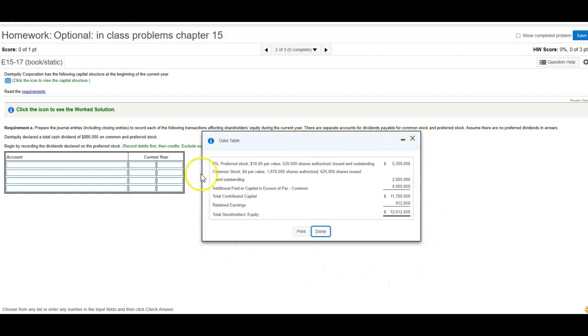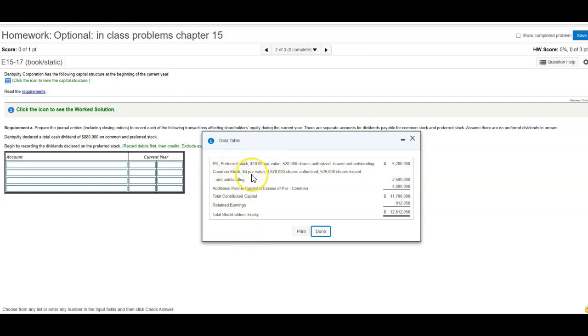As is typical, preferred stock is often listed first, then common stock, then followed by additional paid-in capital. So what we have is an 8% preferred stock. We have a par value. So when you have it listed at 8%, that means those stockholders will get an 8% return for each share of stock. We multiply, and we'll see how we'll do that in a minute.